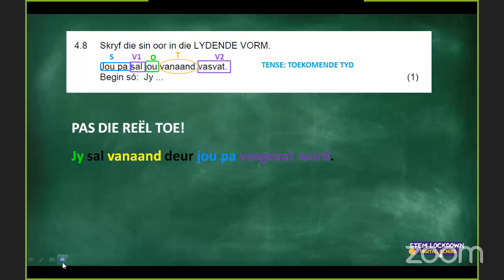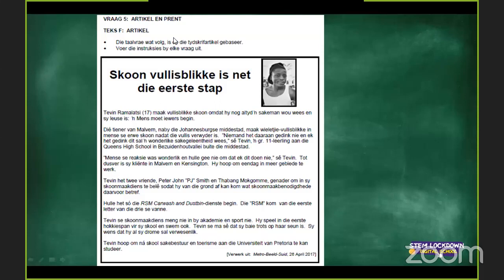Okay, so now we have managed to go through the advertisement on Tuesday. We have now realized half of the question is based on the interpretation of the advertisement. Yesterday we looked at the interpretation of the cartoon. We also saw that half of the cartoon marks is based on the interpretation of the cartoon. Now in question 5, we are going to have a look at the article in print, the article and picture. Okay, so question 5 is 20 marks. It consists of 14 marks based on the article and 6 marks based on a picture.